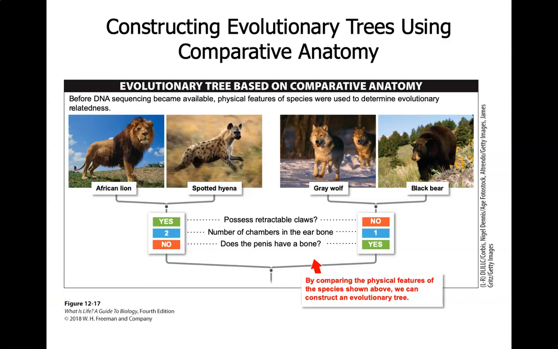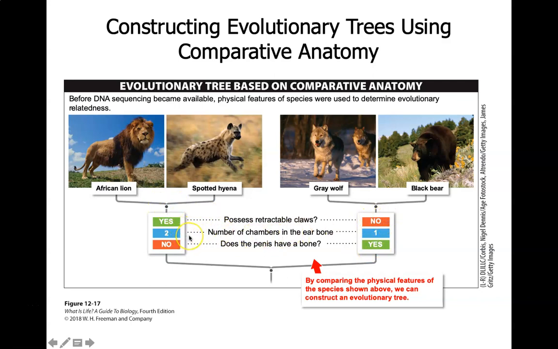But in actually assessing the anatomical features, we can use similar features in order to group them by most similar features. So in this example here, we have the African lion, the spotted hyena, the gray wolf, and the black bear. So we can look at their different features and construct an evolutionary tree from that. Do they possess retractable claws? Yes, these guys on the left do possess retractable claws. That's one indication that they might be related, whereas these guys don't.